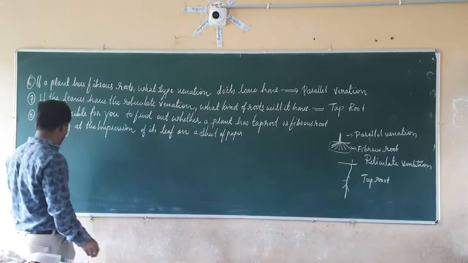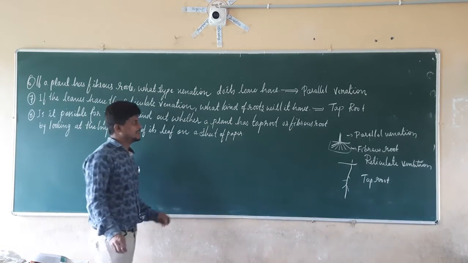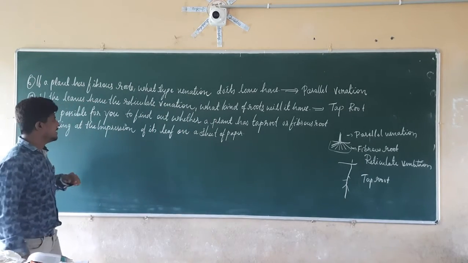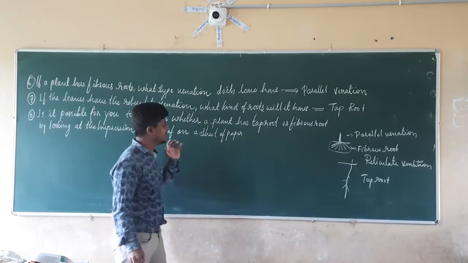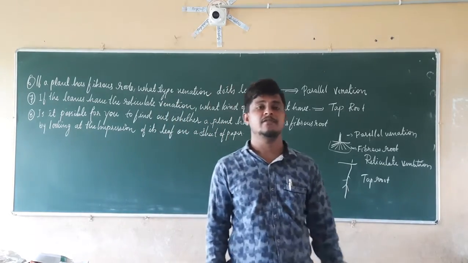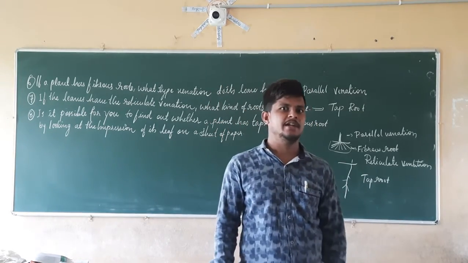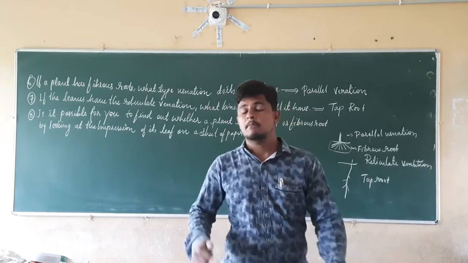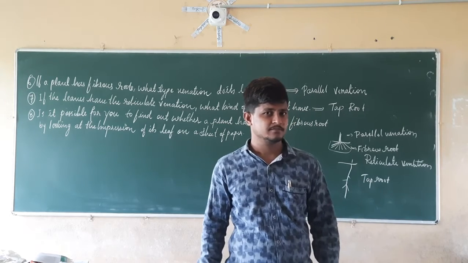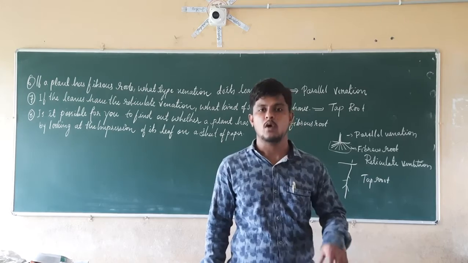Now let us consider the question number 8 here. Is it possible for you to find out whether a plant has taproot or fibrous root by looking at the impression of its leaf on a sheet of paper? So we don't have the leaf only, we have just impression of that leaf on a sheet of paper. So is it possible that we are going to identify the type of the root by using the impression of that leaf on a sheet of paper? Is it possible? Yes or no? If it is yes, how? If it is no, why?